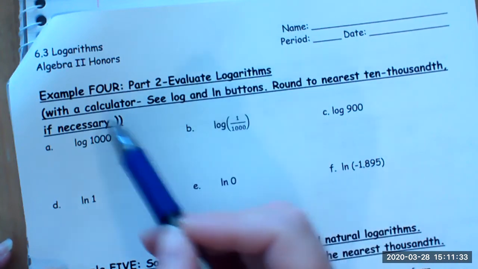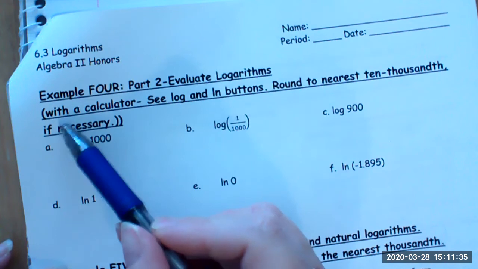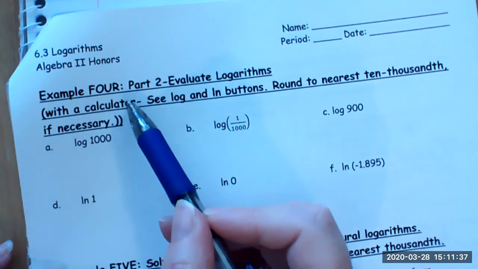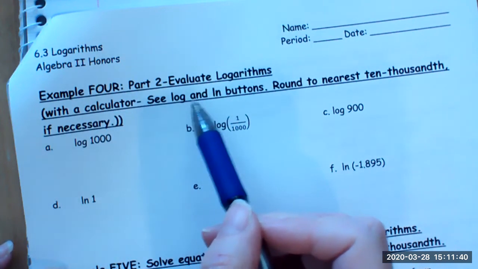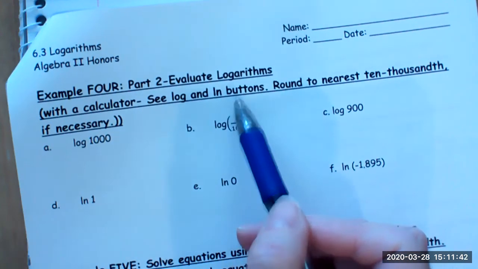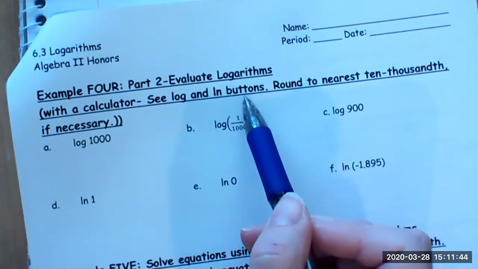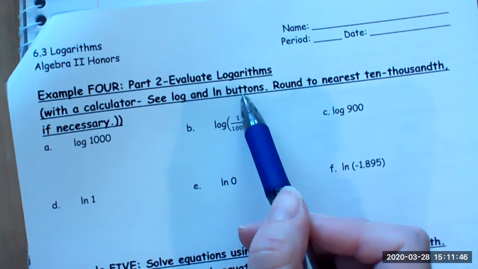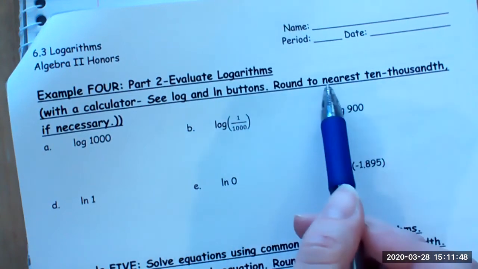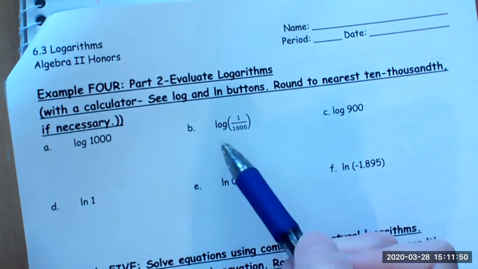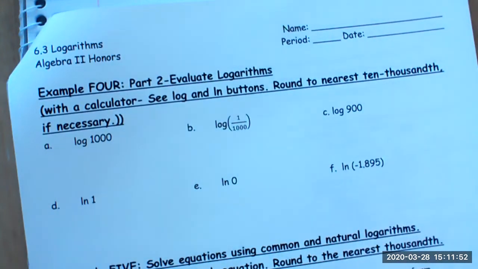We're going to evaluate logarithms now with your calculator. And I want you to specifically look at the log and natural log buttons. This is going to go very, very quickly. Here I'm just going to show you very easily how you can use your calculator to get your answers. If you don't have your graphing calculator out, go ahead and get it.